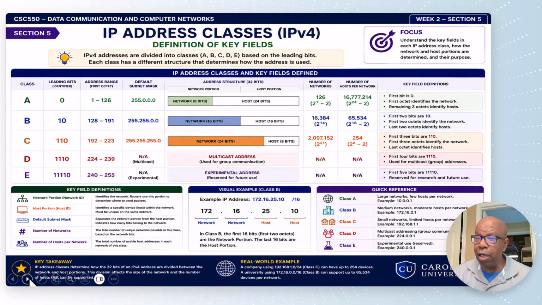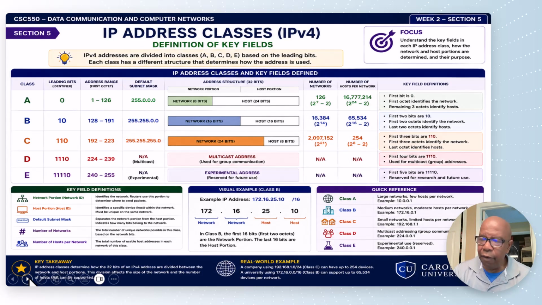In the case of, say, Carolina University, we might be a Class B. In Class B, each network can handle 65,534. If I'm a Class C, which basically if I'm at home, in my home network, then it's 254. So if we look at Carolina University, I probably would need more than 254. So I'm probably going to be falling in the B category, where I can basically assign 65,534 unique IP addresses to things that might be connected to my network.